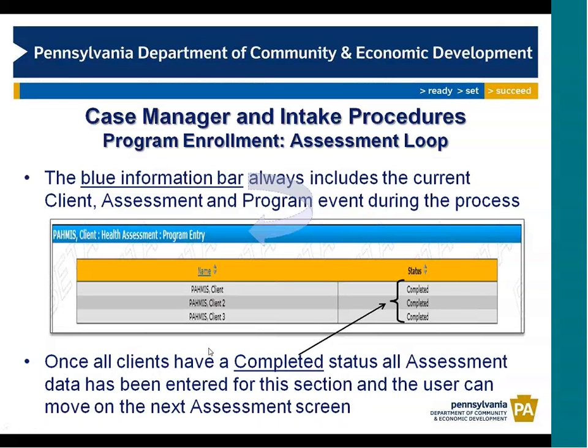Now, because of some of those scenarios that could have a large amount of clients, it could be easy to lose your place. Hey, what client am I on? What data should I put in? So up here on this blue information bar, you always want to check it, because it always shows the specific client you're on right now.